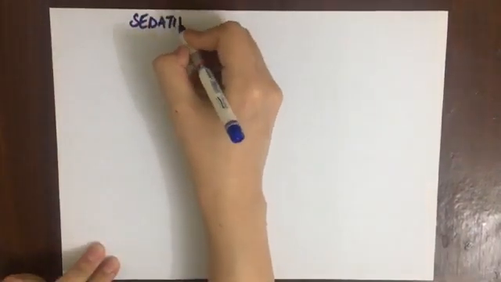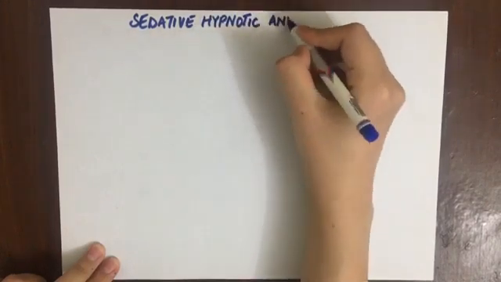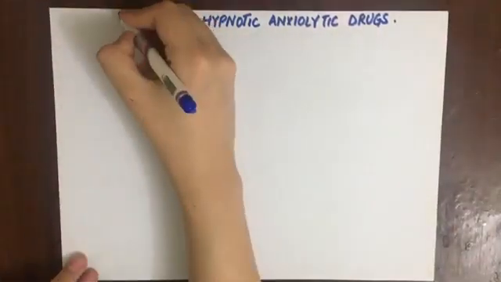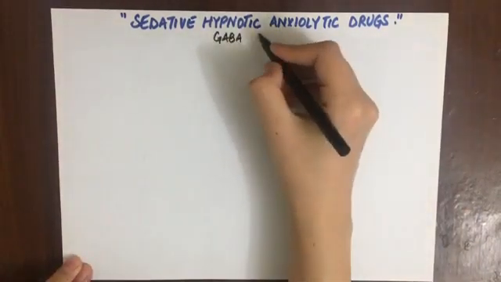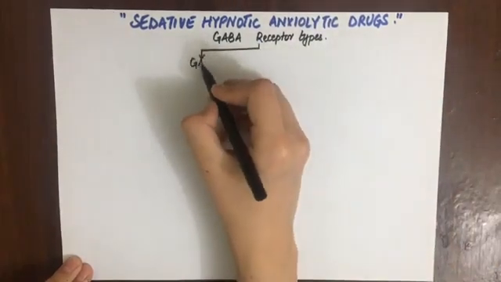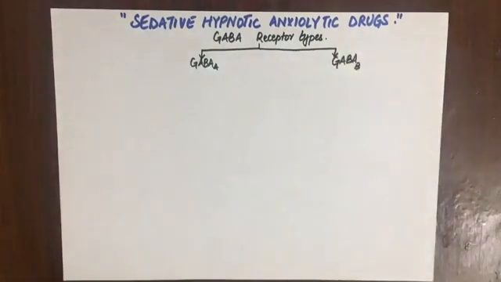So this video is going to be an introduction about the upcoming 3 videos about benzodiazepines, barbiturates and non-benzodiazepine drugs. All of them are collectively known as sedative, hypnotic, anxiolytic drugs because that's what they do. That's their function. Now let's see the 2 types of GABA receptor types first. GABA A and GABA B.